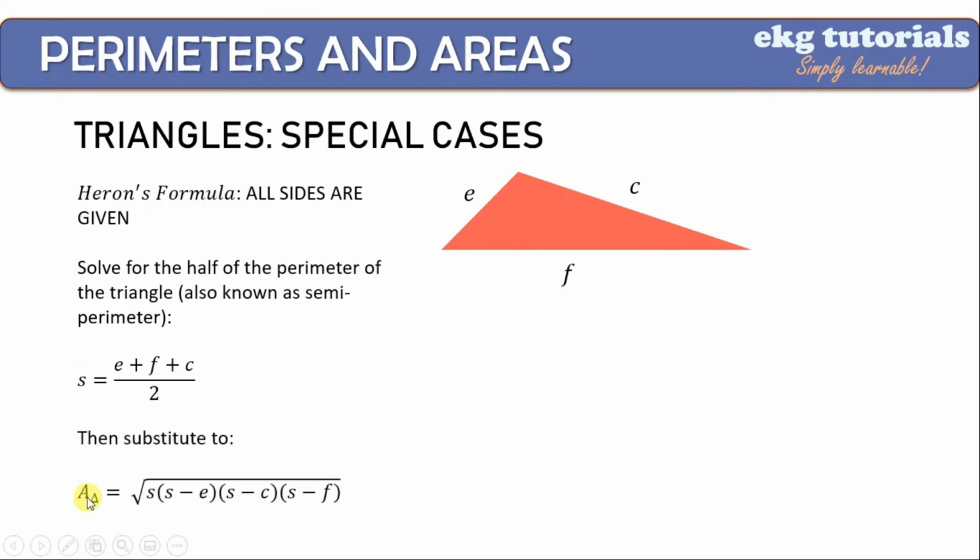After we get that semi-perimeter, we can substitute it into what we call Heron's formula. So the area of the triangle is equal to the square root of s times s minus 1 of the side times s minus 1 of the side times s minus 1 of the side of the triangle. Basically, this is how we get the area of a triangle when you are given the sides. Again, no height was given. Now, that's all for triangles.